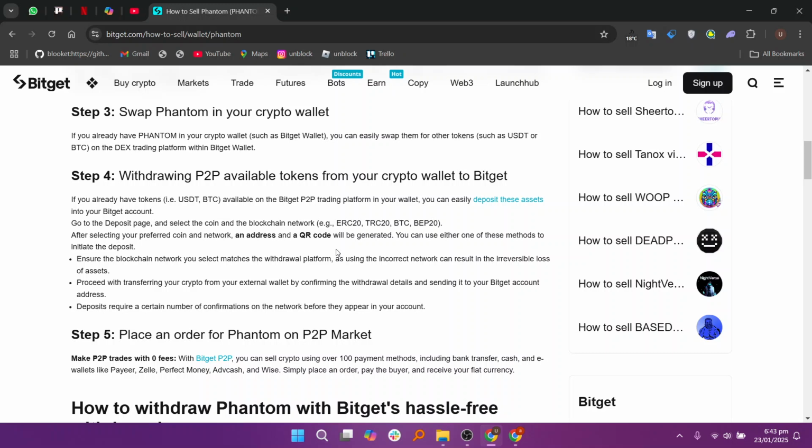BitGet P2P allows you to sell crypto with zero fees using over 100 payment methods such as bank transfer, cash, and e-wallets like Payeer, Zelle, Perfect Money, Advcash, and Wise. Simply place an order, pay the buyer, and receive your fiat currency.